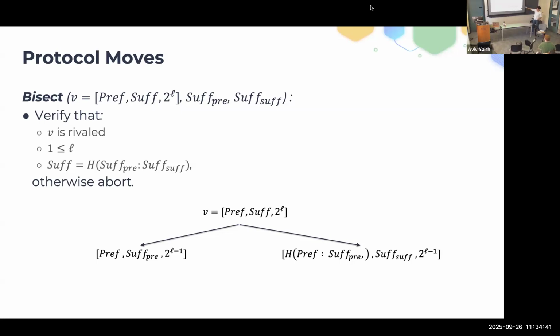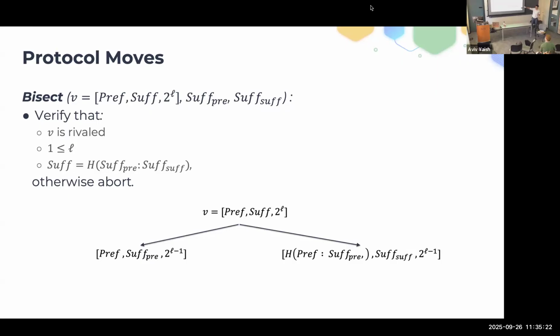Okay, so what the contract will do is first verify that the node is rivaled. No node can be bisected if it's not rivaled. It will check that L is larger than 1, so you only bisect suffixes which are presumably at least 2 sequence states. And it will verify that the suffix already exists in the graph, so it will check that V exists in the graph. It will check that the hash function, basically that saf-pre and saf-saf are consistent with the commitment that existed in the graph.